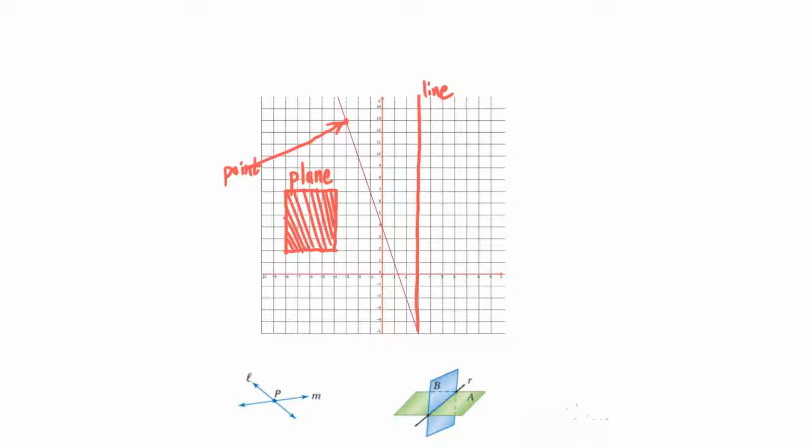Right here. Right here. Are these parallel? Yes. Yep. These right here. These right here. These right here. Okay? Point to lines that are perpendicular on here.